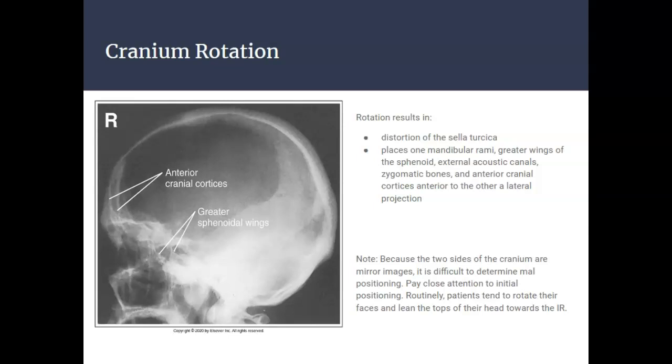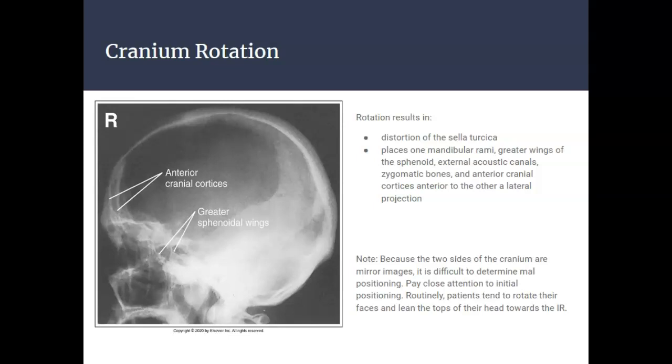So let's talk about cranium rotation in the lateral projection. Rotation results when there is distortion of the sella turcica and it situates one of the mandibular rami and greater wings of the sphenoid, external acoustic canals, zygomatic arches, and the anterior cranial cortices, one anterior to the other in a lateral projection. So when you're seeing almost like a double image, there's some type of rotation. Unfortunately, it is a little difficult to distinguish which way the patient is rotated, because the two sides are identical on an image.